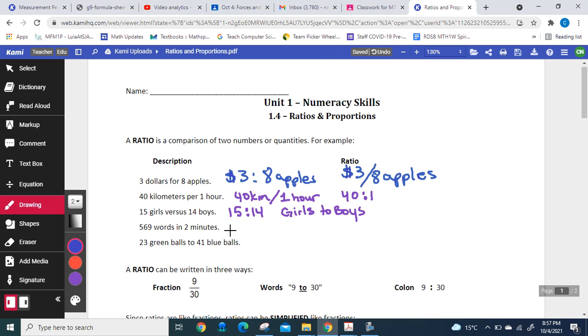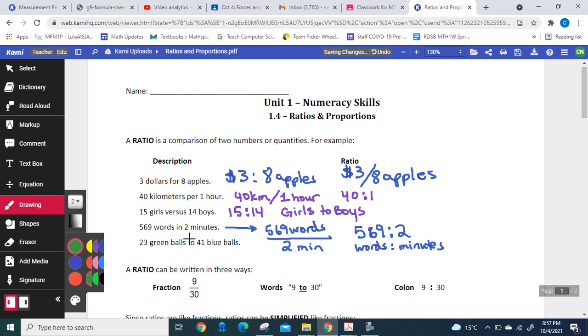569 words in 2 minutes. Maybe I want to write that as 569 to 2, and that's words to minutes. And if I'm comparing colors, I've got my green to blue, and I'm saying that is 23 to 41. Now, I don't always have to go in the order the words were. You just have to make sure you're consistent as you do things.